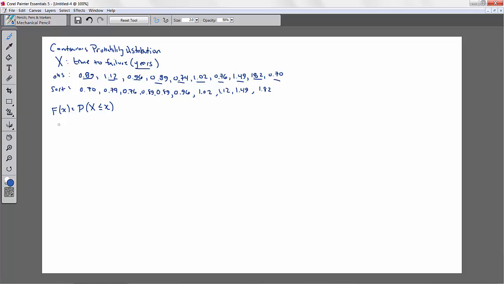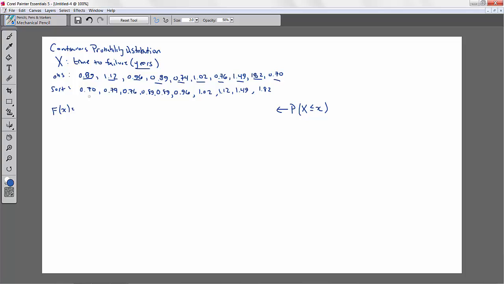So based on these observations alone, we can start developing some observations. Let's erase this piece here to give us some room. So, the probability that random variable x is less than or equal to some particular value x. Let's take a look at these examples.